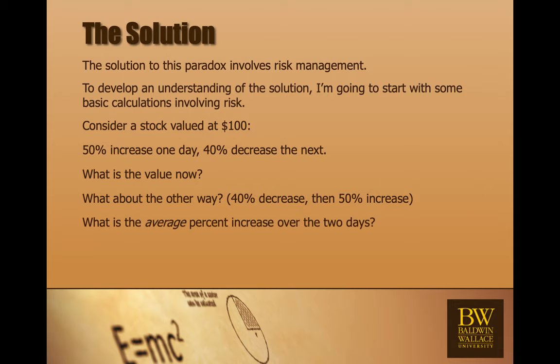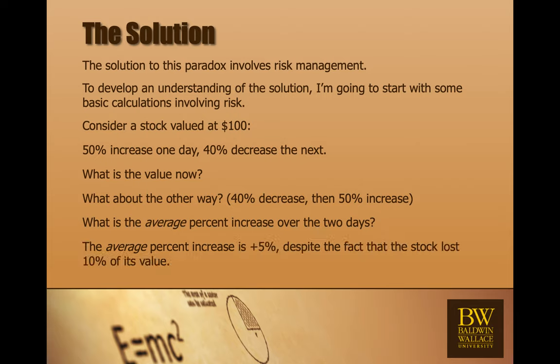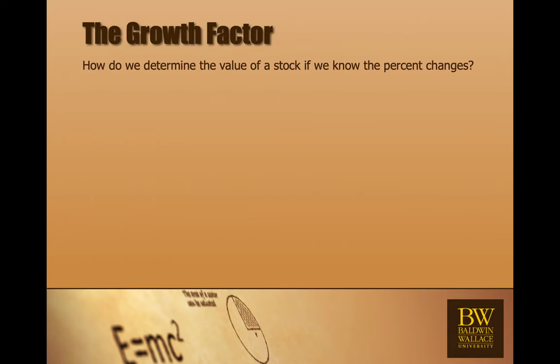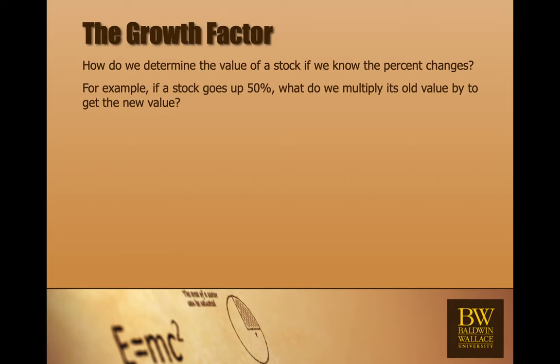How about the average? The average percent increase is you have to add plus 50 and minus 40, and that is plus 10 divided by 2. That's plus 5%. So on the average, it went up 5%, but your stock lost 10% of its value. So the average is clearly not good for determining the value of a stock. You have to use a different metric.